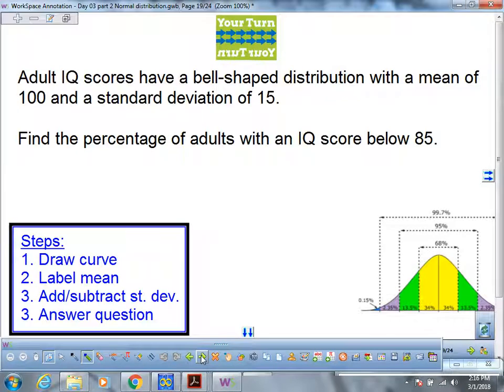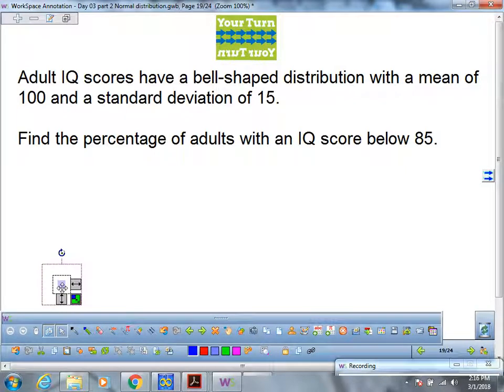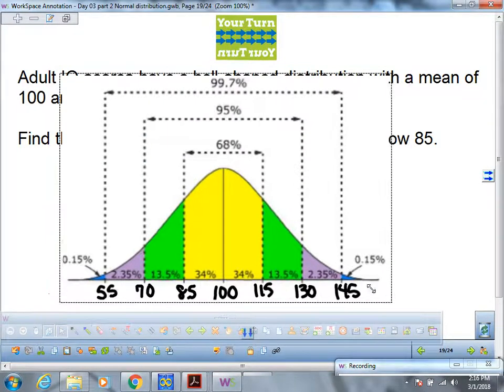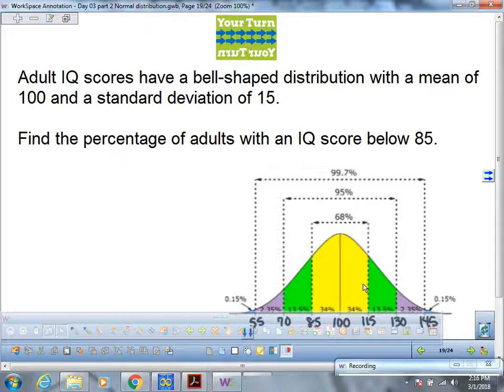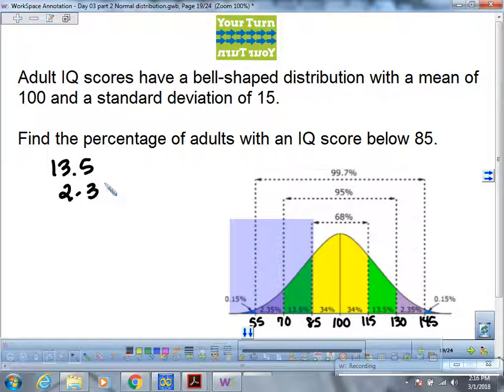Find the percentage of adults with an IQ below 85. Let's get rid of this one and this one. And that. And paste it. Below an 85. So here's 85. So everything below it. Let's count. 13.5 plus 2.35 plus 0.15. All those added together, 16%.